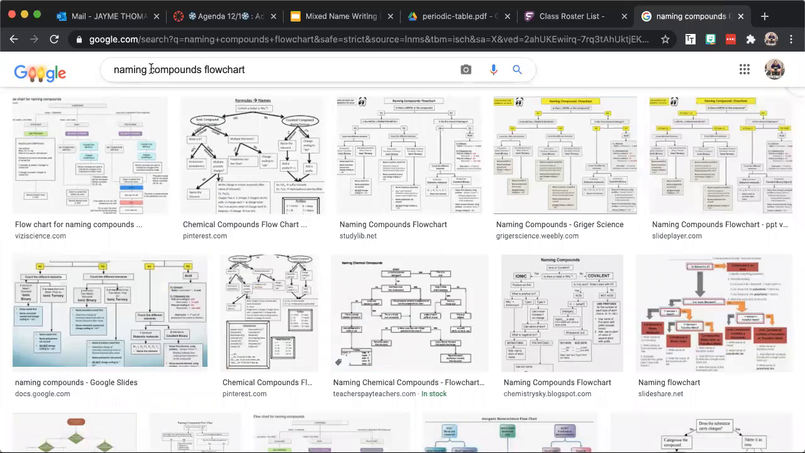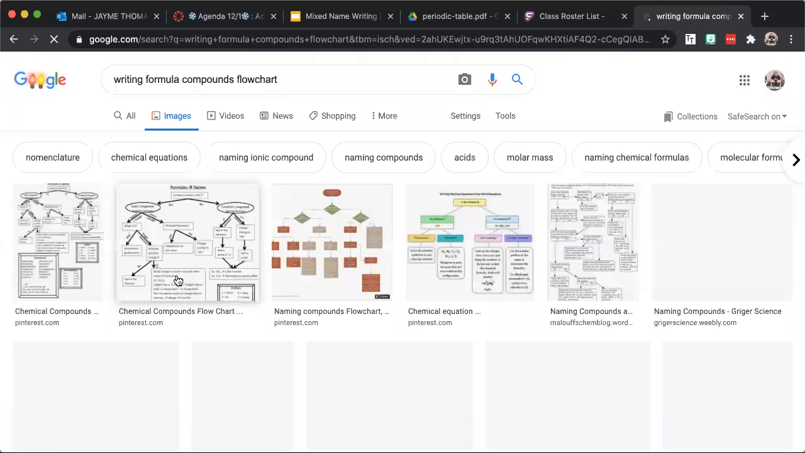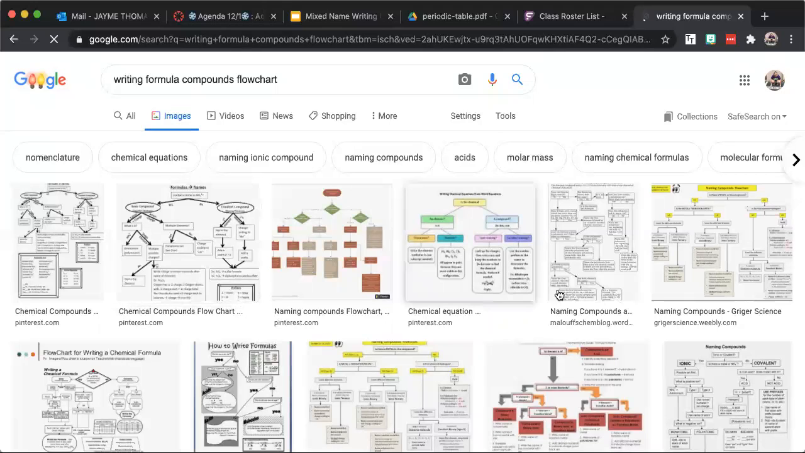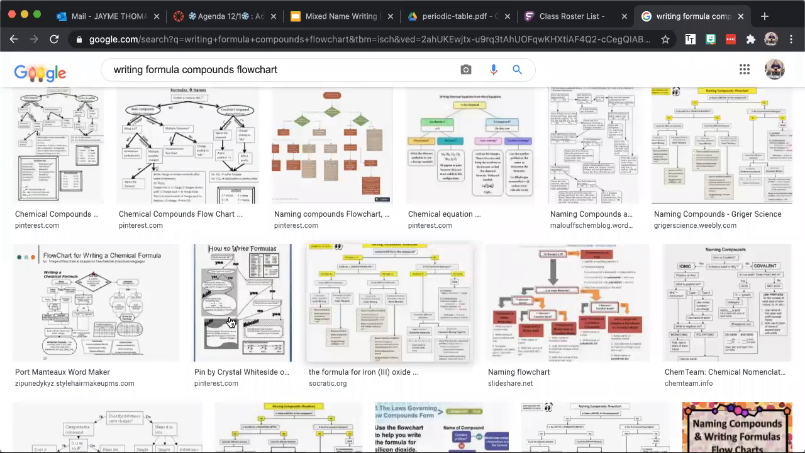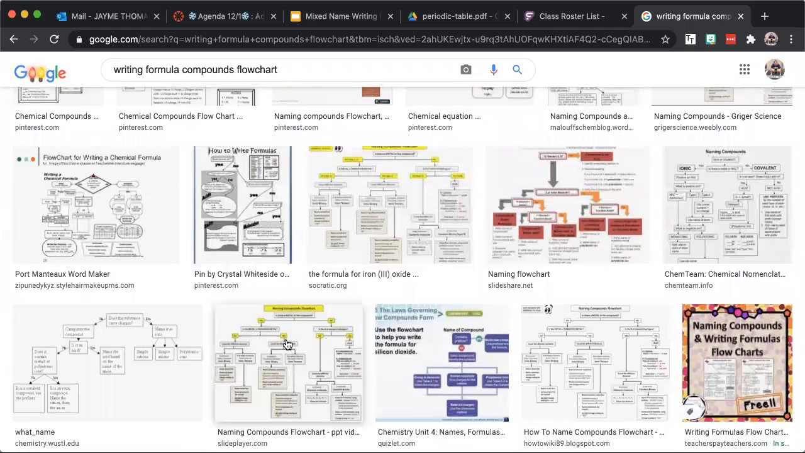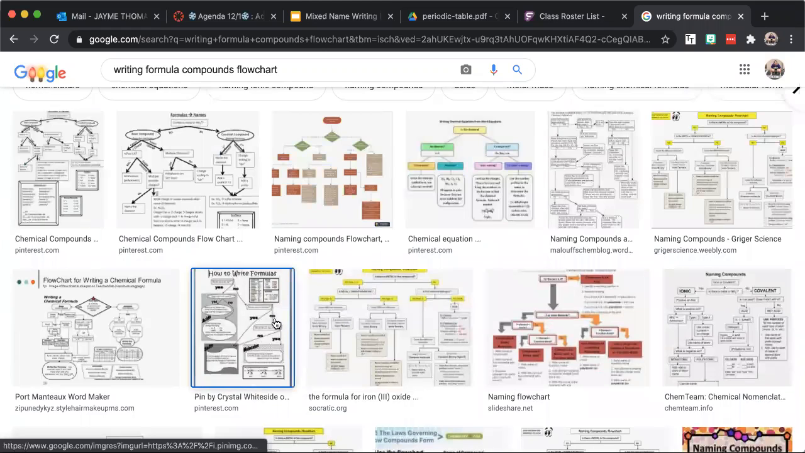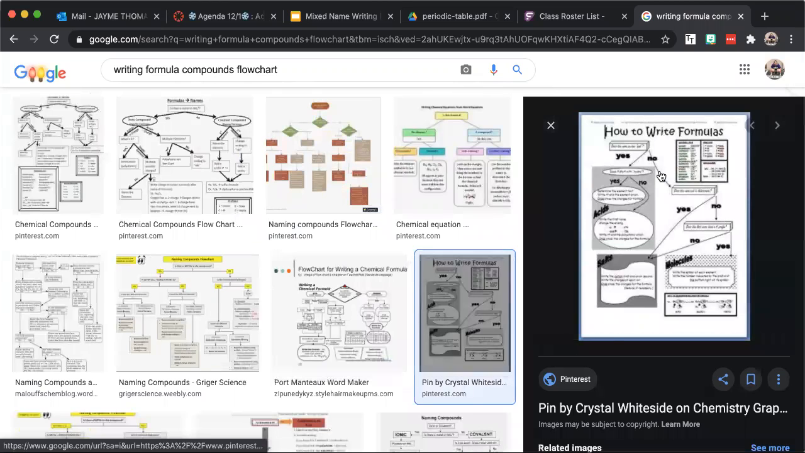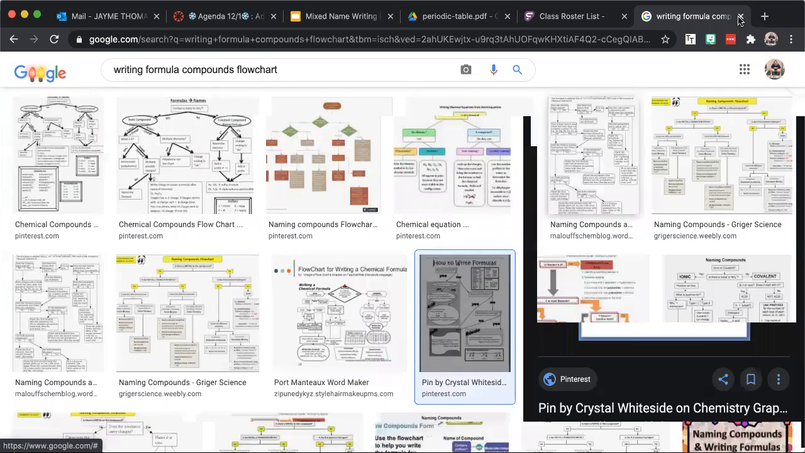So that's for naming. And then you could also just change this to writing formulas. And you'll get some that might be similar, so you have to kind of look. Here's one that says writing a chemical formula, because sometimes it'll still pull up the one for doing the names. But here's one for how to write formulas, and it walks you through how to do the formulas. So you can find different flowcharts online.